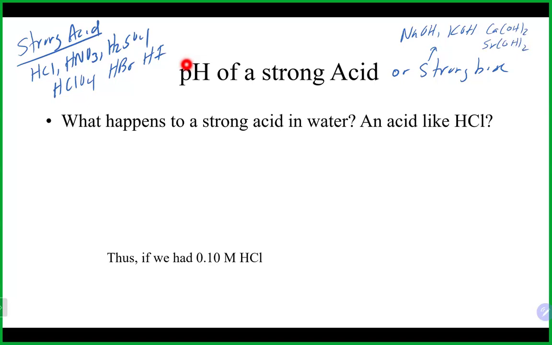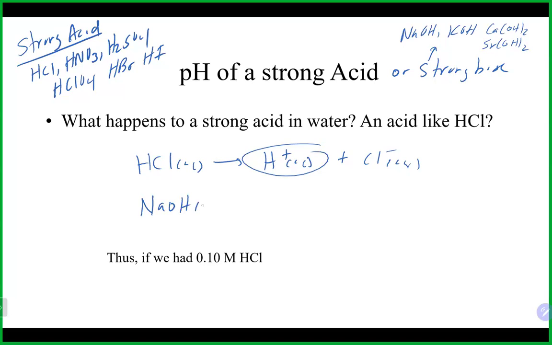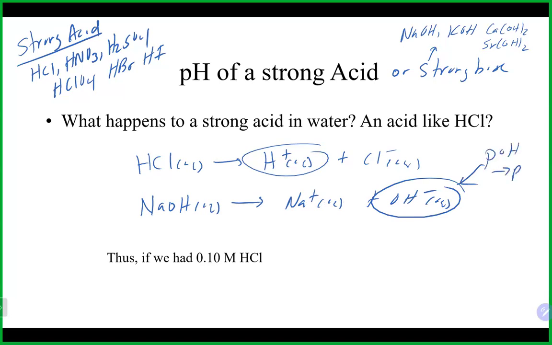What we would want to know is that because they are a strong acid or a strong base, they're going to 100% break apart into their ions, which means in terms of pH, the important thing would be the H plus concentration. If we had a strong base, it would completely break apart into a sodium ion and a hydroxide ion. In terms of pH, it would be the hydroxide that is important, because that would allow you to get to the pOH and then into the pH equation or formula.